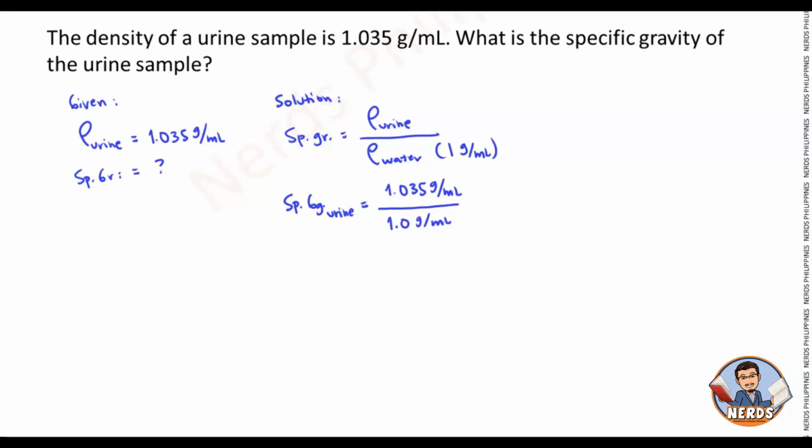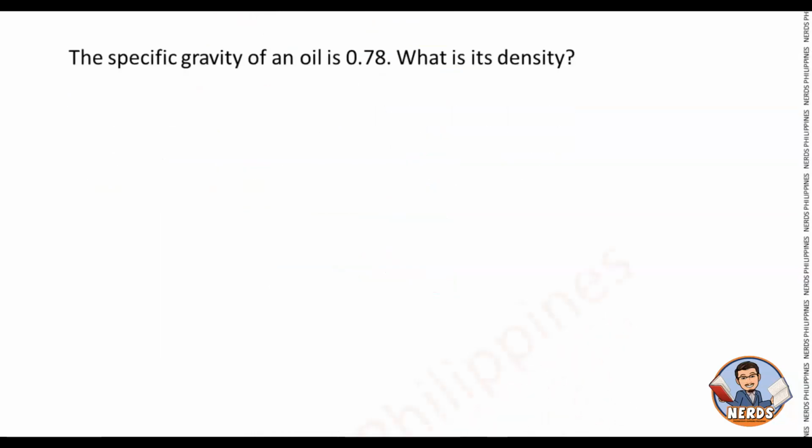So, maka-cancel out ang ating units. Therefore, ang ating specific gravity is equal to 1.035, because dividing it to 1 will be the same number. And specific gravity has no unit dahil magka-cancel out yung unit natin sa numerator and the denominator. So, this will be our final answer. Let's proceed to the next question.